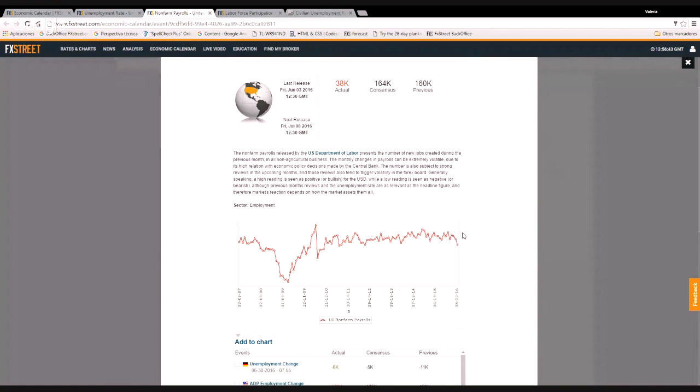Anyway, jobs created, right? The market understands it as a healthier economy, and therefore it is a fundamental support for the greenback, right? Usually a strong number, something well above the market's consensus, what the market is waiting for, usually gives the greenback a boost, right?